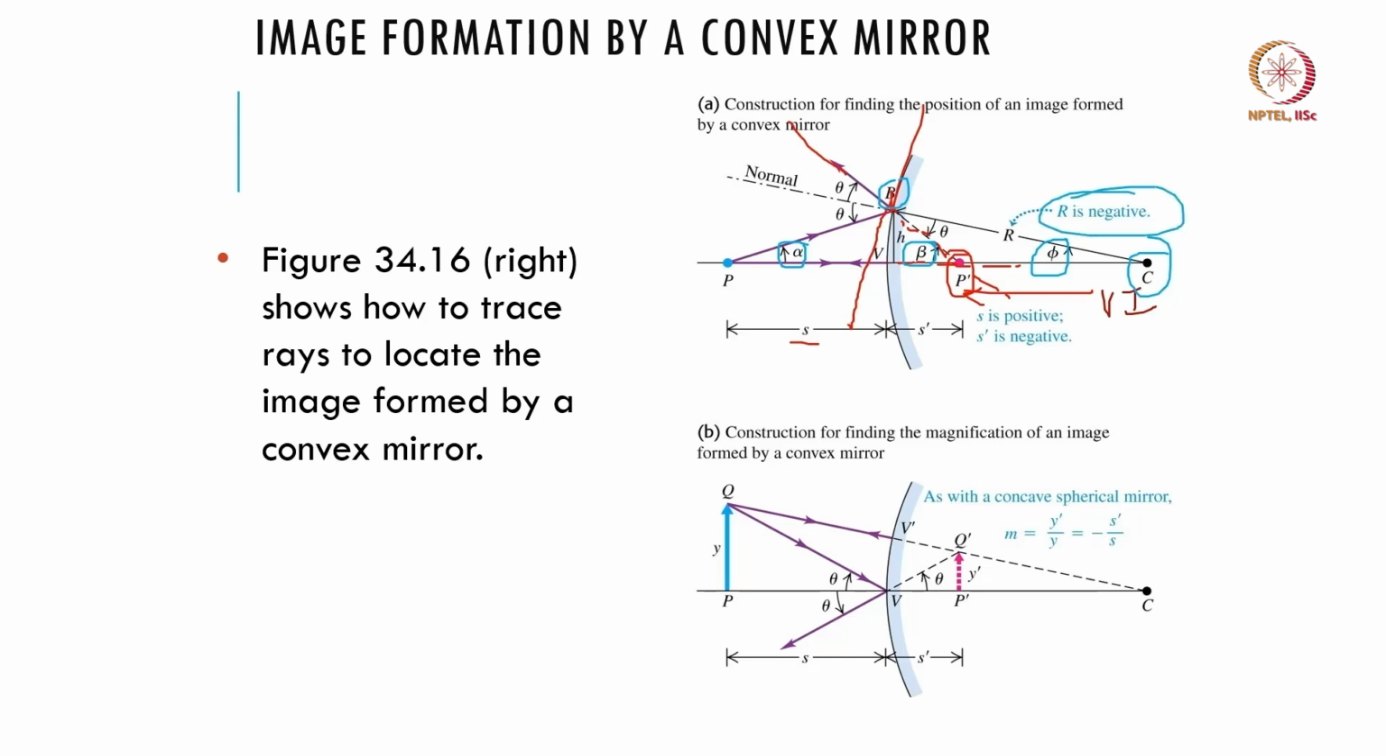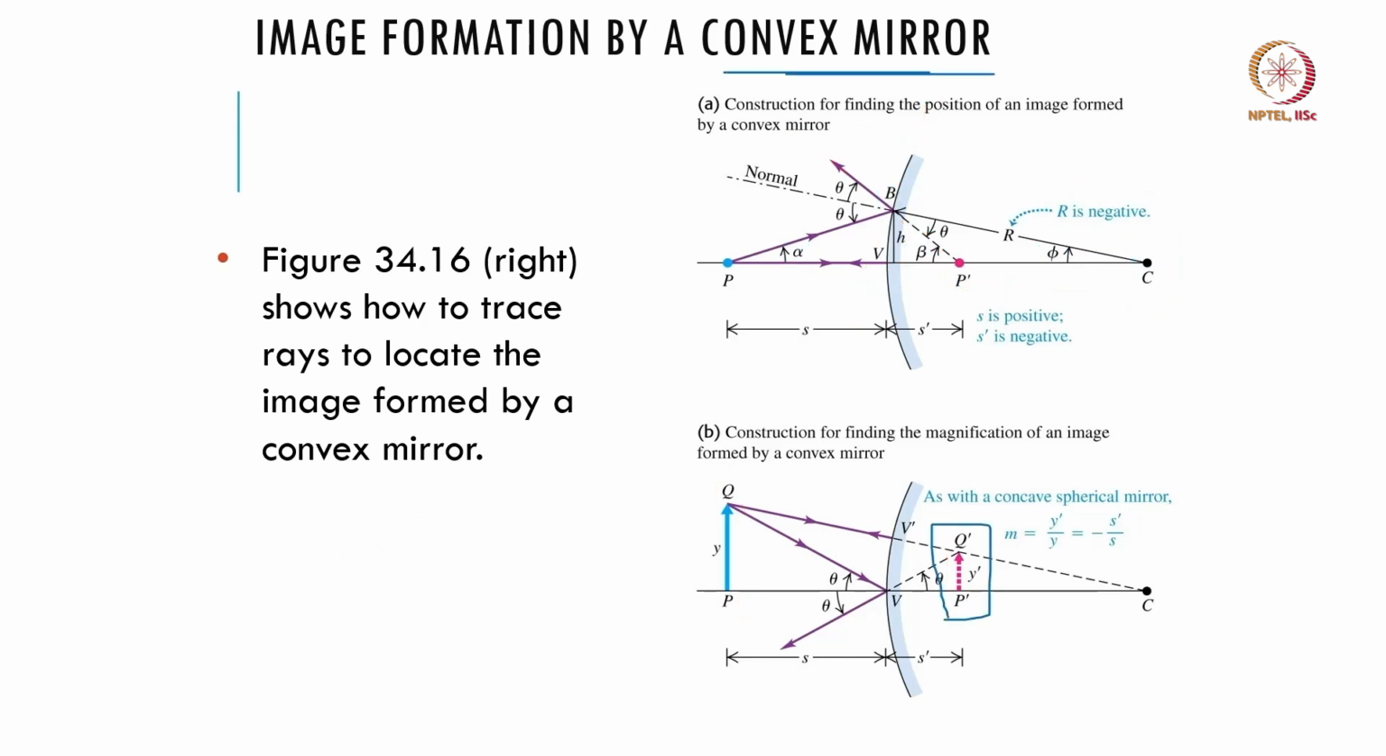Similarly, if we construct a line diagram for an object with finite length PQ equal to y, we get an image Q dash P dash with height y dash. Here, as we can see, y dash is less than y. That means for a convex mirror specifically, we can see that both the object and the image are pointing in the same direction. That means the image is erect and the image is not inverted as we have seen in the concave mirror.